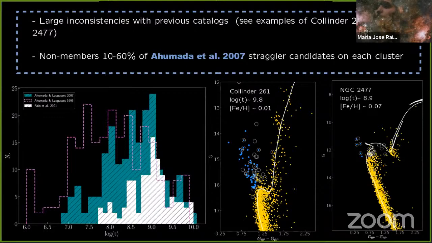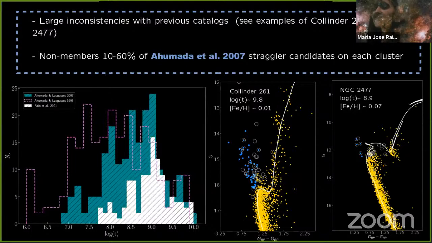First, for individual clusters, the percentage of blue stragglers found to be a non-member according to our criteria is between 10 and 60% of the Ahumada and Lapasset catalog. And of course, we are aware that some blue stragglers are lost given the conservative selection criteria we use, and also the limitations of this catalog, which are basically the limitations of Gaia. And the histogram gives you an idea of how striking the difference is.